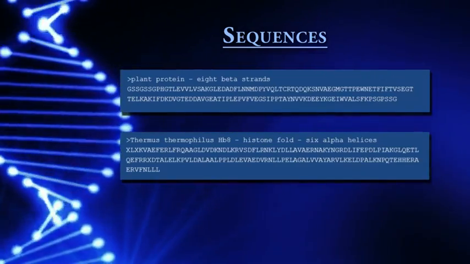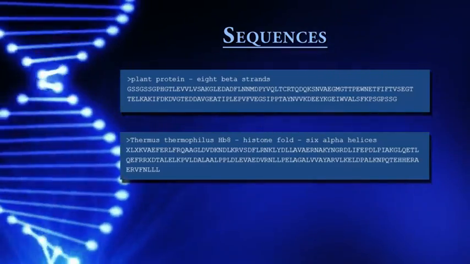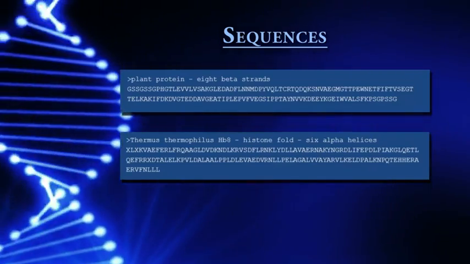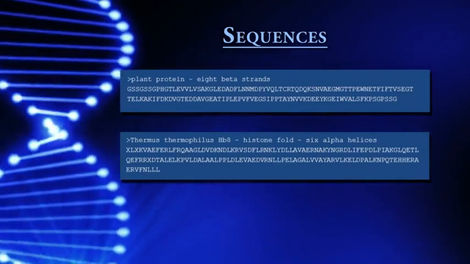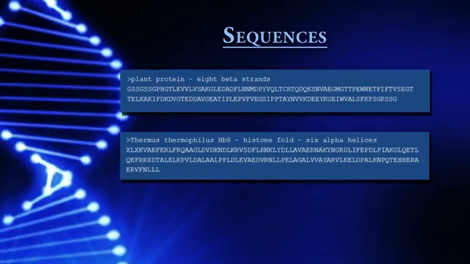However, we're going to test the algorithms. We're going to use two different proteins. The plant protein is known to have 8 beta strands. And the second protein is a protein that contains what is called the histone fold, a very common fold in nature, and it's known to have 6 alpha helices.